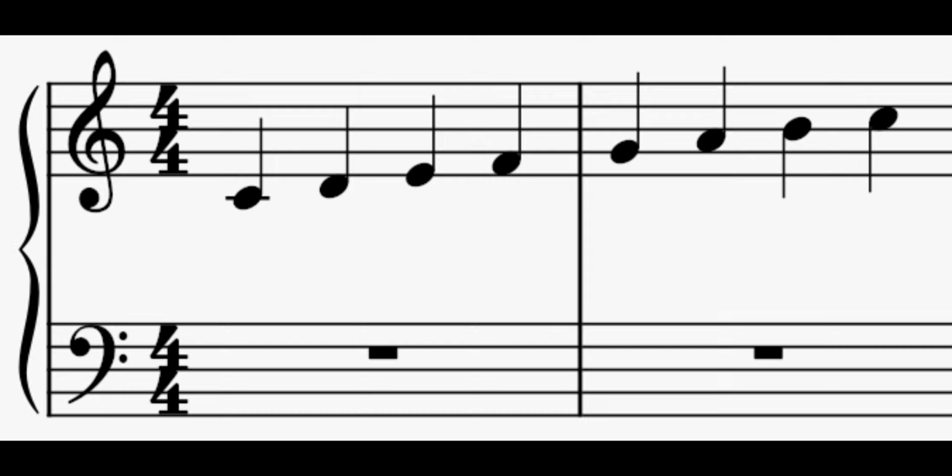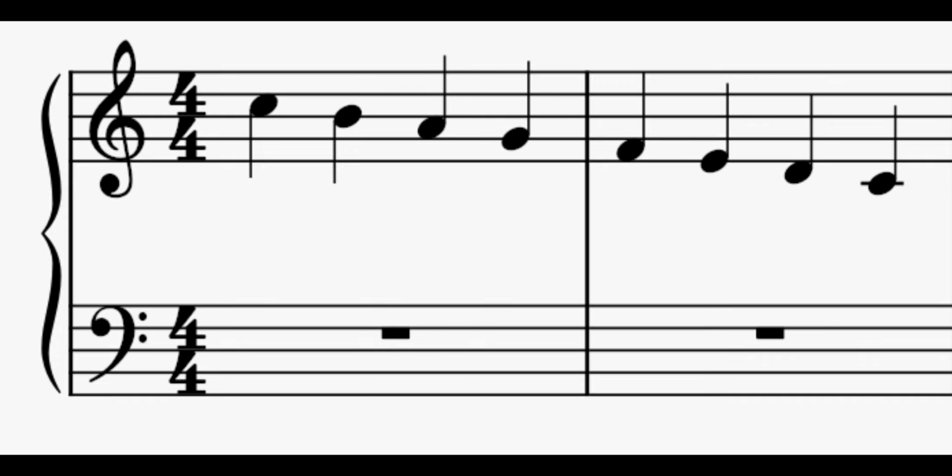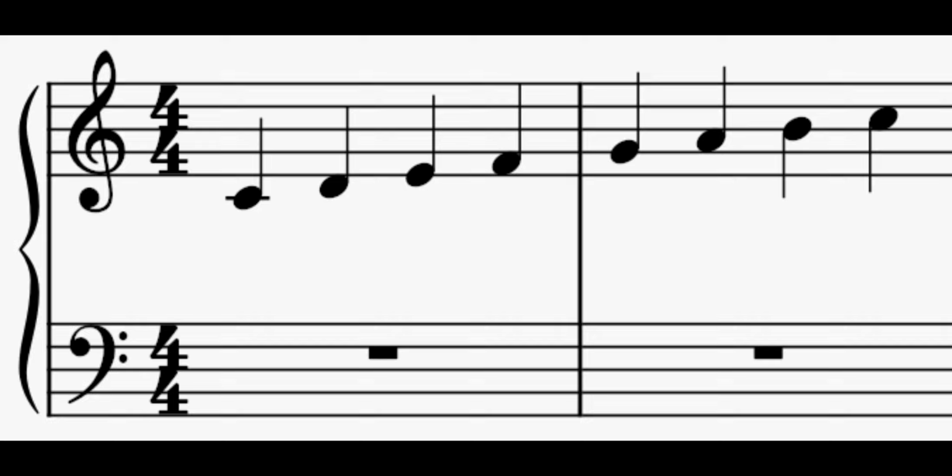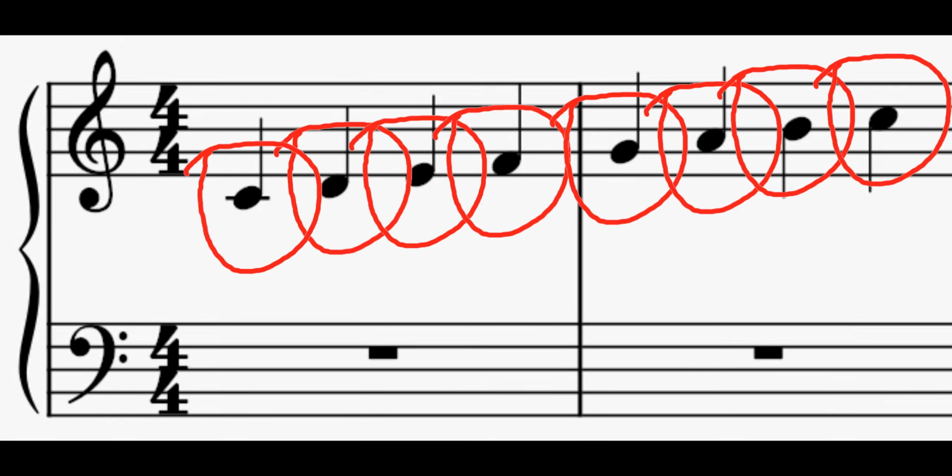You may be wondering to yourself, well, what is a scale in terms of music? Well, this is a scale. And so is this one. And this one. You might be seeing a pattern here. A scale is a series of notes that either goes up or goes down in terms of pitch.